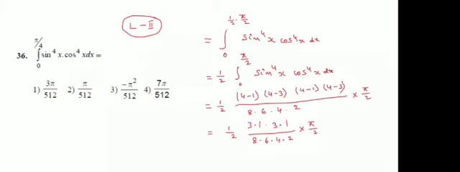Here in the calculation, 3 twos are 6, so only one term is cancelled. Remaining, we get the answer with 3 pi in the numerator. See the options. Only one option matches, the first option. So the denominator you will get is 512. This is the answer.